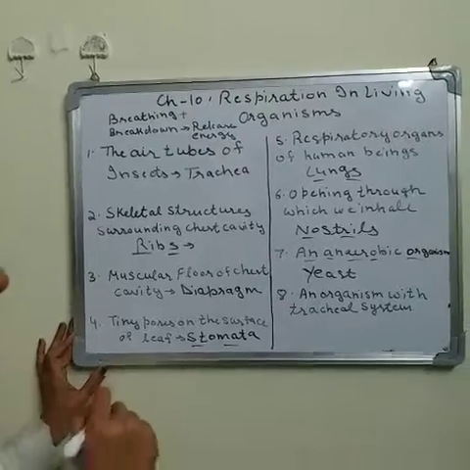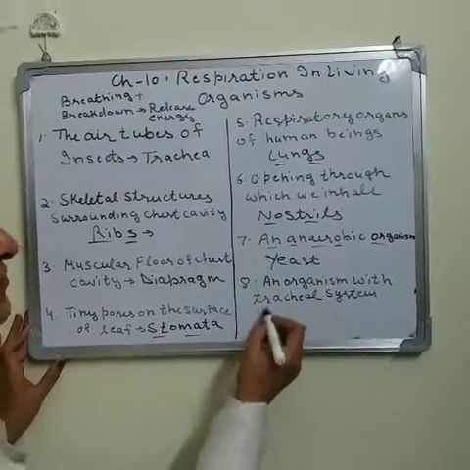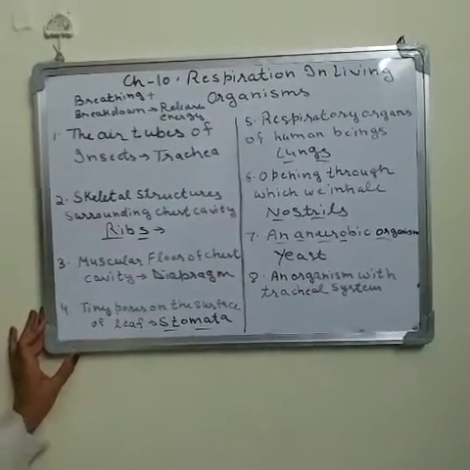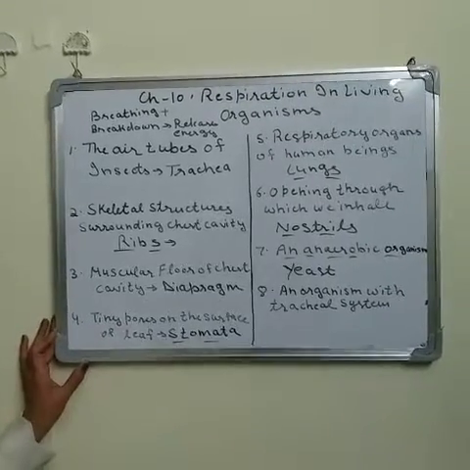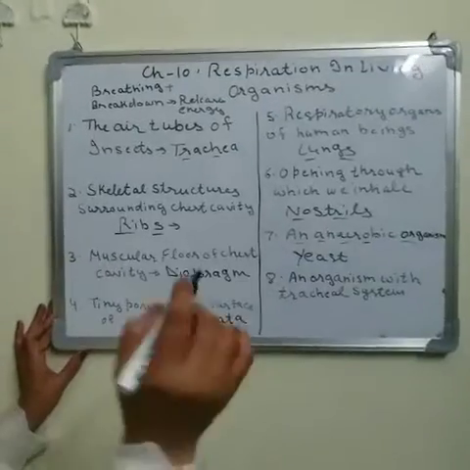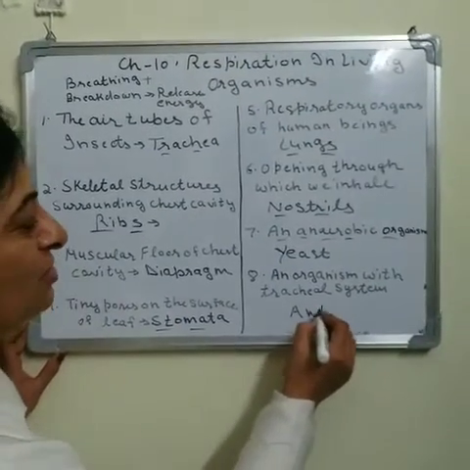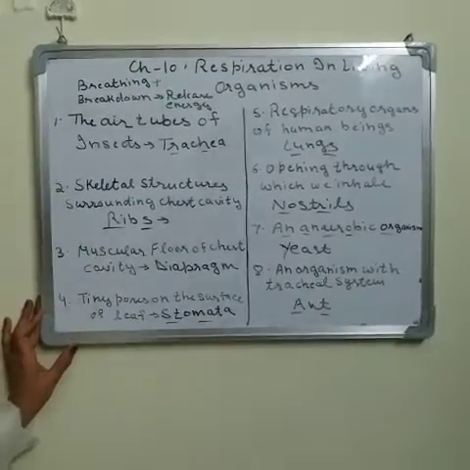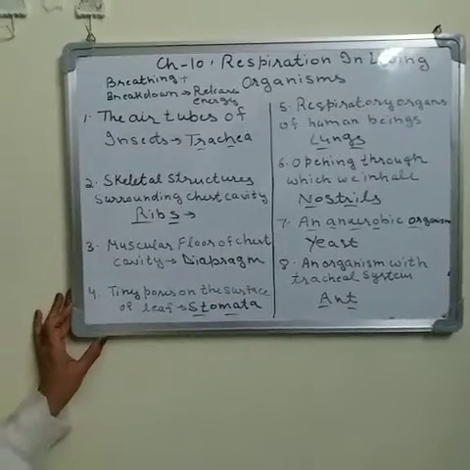And this is the last one for you, an organism with the tracheal system. Can you name an organism with the tracheal system? What is the trachea? The air tubes of insects. Yes, that is your ant. So, are there some queries from you? I think all of you have done well. Bye-bye.